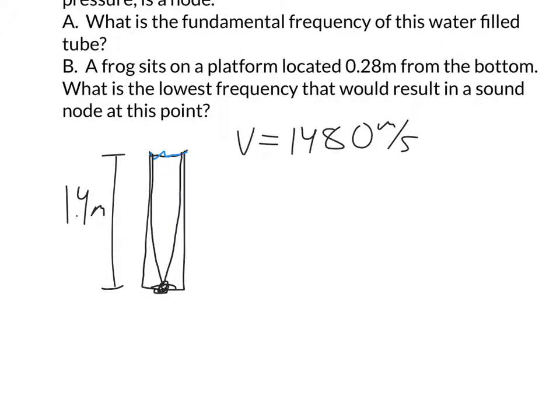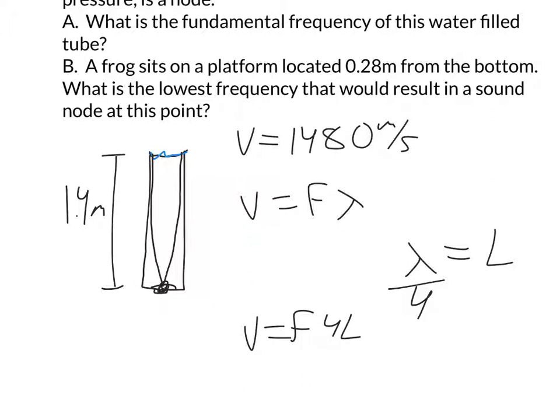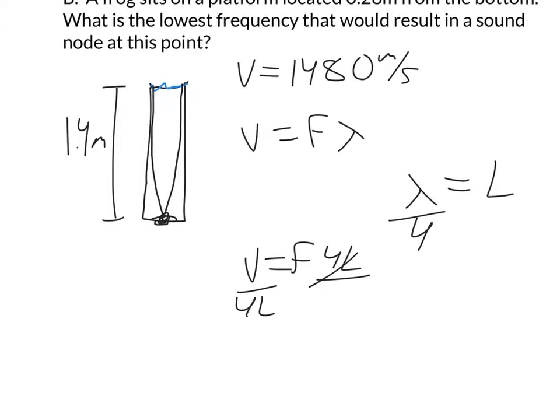Well, the fundamental frequency, V equals F lambda, but again, lambda here is going to be equal to, lambda over 4 is the length of the tube, right? Because this is a fourth of a wavelength. So 4 lambda, or 4L. So we'll have V equals F times 4L. And if we're trying to solve for frequency, divide by the 4L. And we will get V over 4L is the fundamental frequency of that tube.